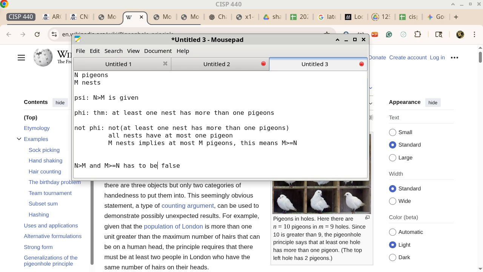Since we arrive at a contradiction, that is the moment when we say, okay, we have just proven the pigeonhole principle. Something that cannot be proven directly can be easily proven using the technique called proof by contradiction.